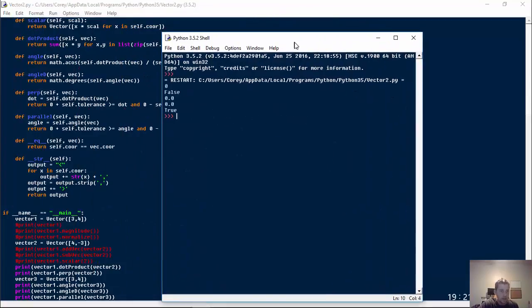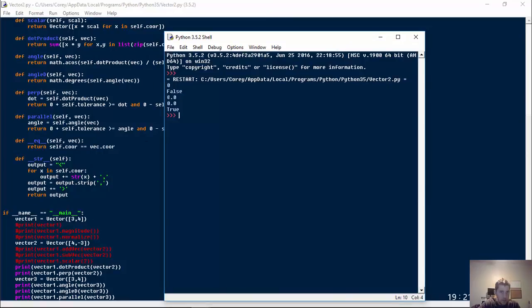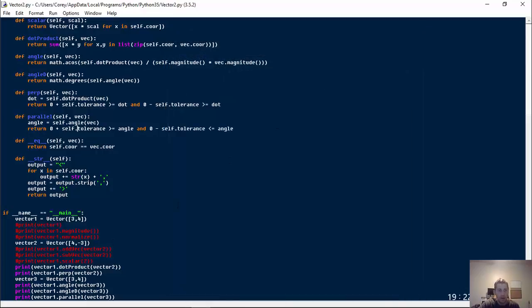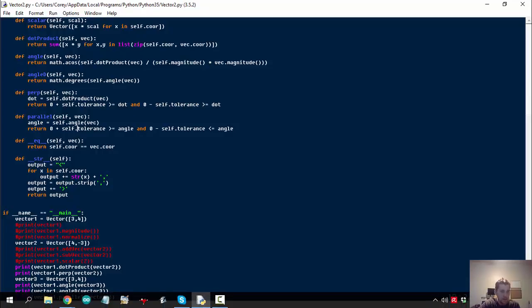Alright, cool. So we get the dot product, it should have been 0, sweet. Are they perpendicular? It said false. Uh-oh, not good. Alright, so we'll check that out in a sec. The next guy, is it parallel? True. Okay, cool, nice. And the angle between them, 0 and 0? True, that's what it's supposed to be. Alright, we'll deal with perp in a sec.